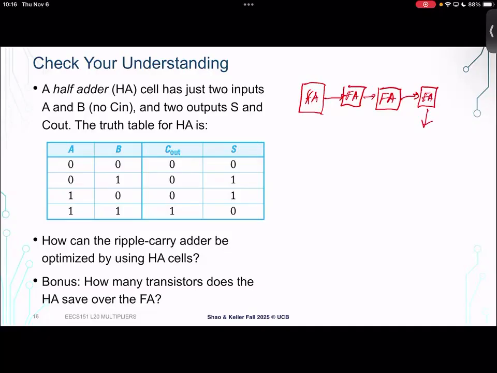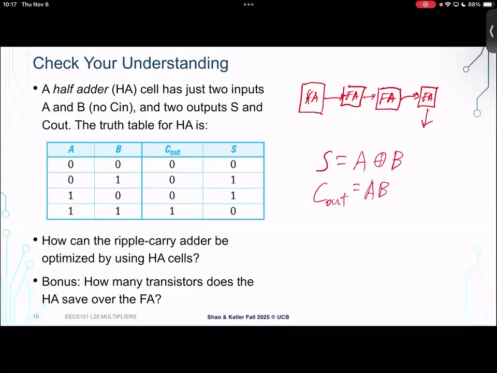Cool. Any questions about this one? Yes. Oh, I won't show a transistor diagram, but let me briefly write the Boolean equations, which hopefully folks can read off of the diagram pretty easily, right? S is just A XOR B. And carry out is just A and B. Yeah, that shouldn't be a shock.